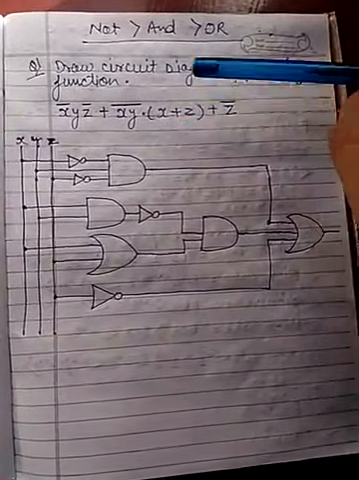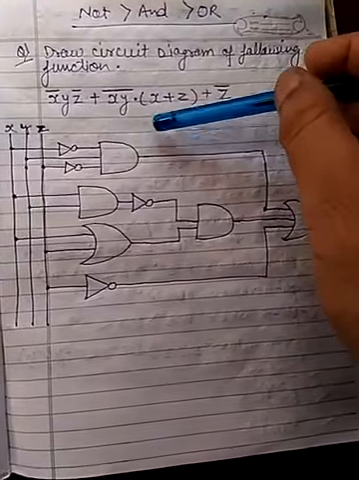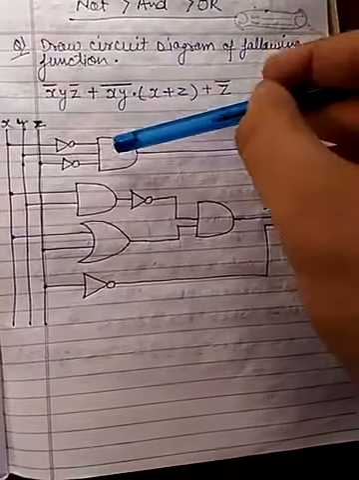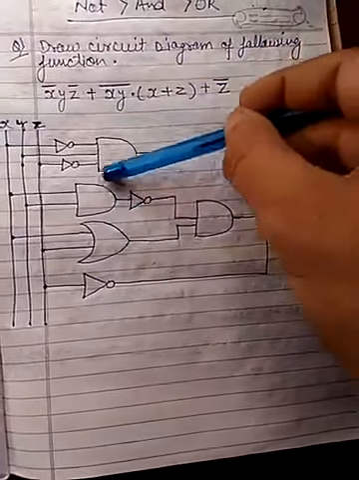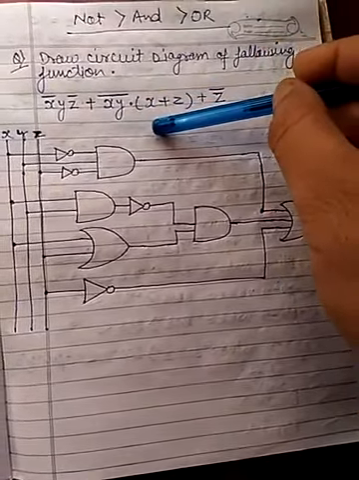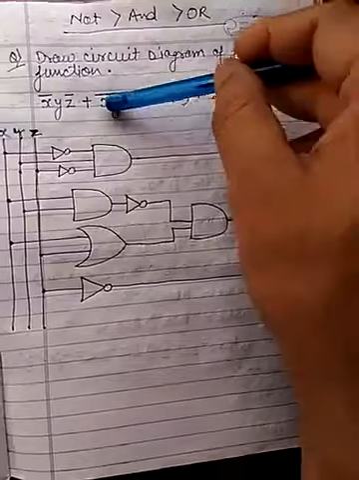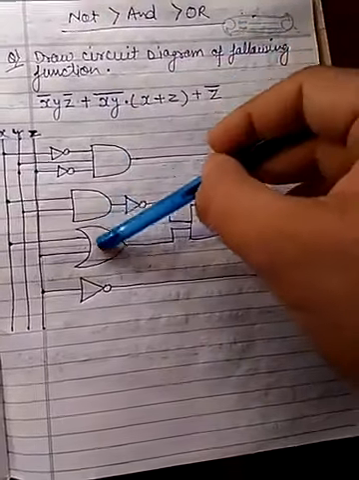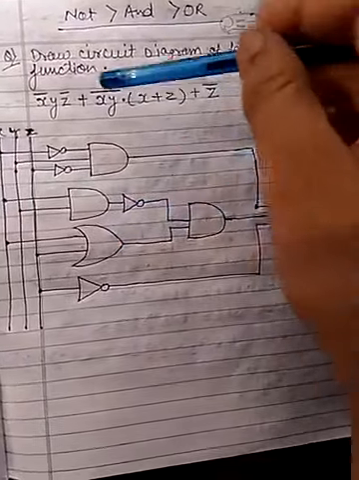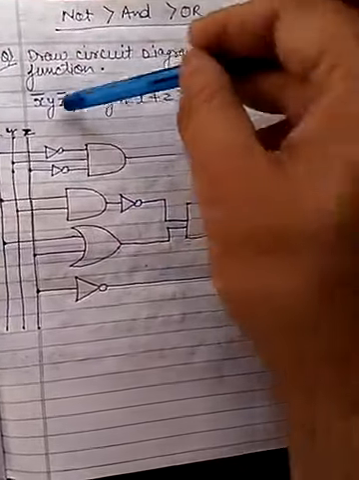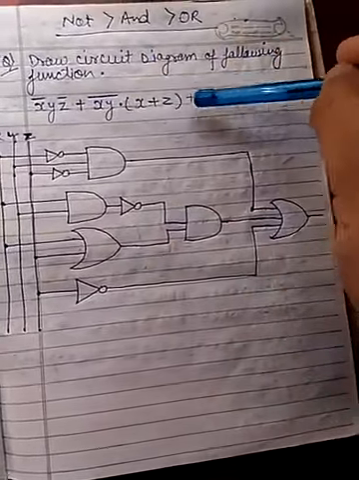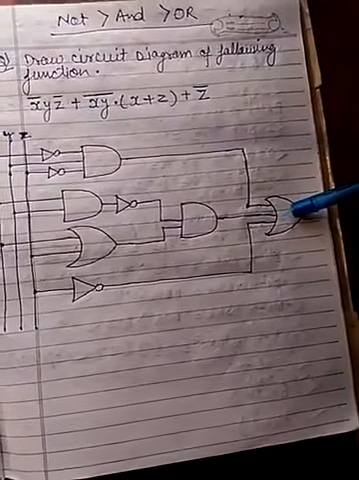So how have we drawn the circuit diagram of this function? First you need to draw the terms: 1, 2, 3, 4, four terms are there. After that you have to join the terms. First you need to join the terms which get multiplied. Here these two terms get multiplied, here these two terms get multiplied, so we have joined them. After that we have added all the terms 1, 2, 3. To add all the terms we have used the OR operator.